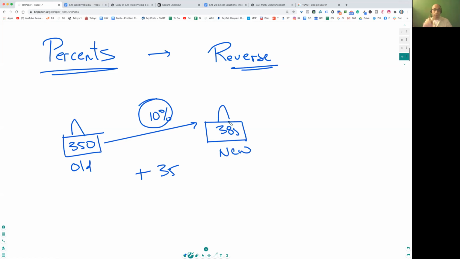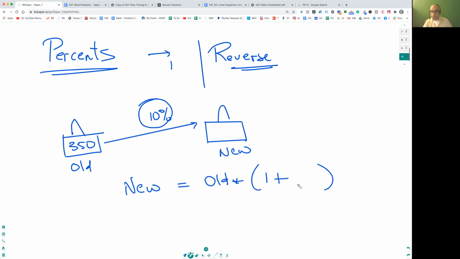That's okay. But here's a formula which is going to help you to solve the reverse problem, which is what the SAT asks you. It never asks you this. It asks you the reverse problem. So pay attention. The new price is going to be equal to the old price times 1 plus the percent value, so that's going to be 0.1. Remember this because it's going to be useful in the problem that we're going to be solving. So the new is equal to old times 1 plus this.